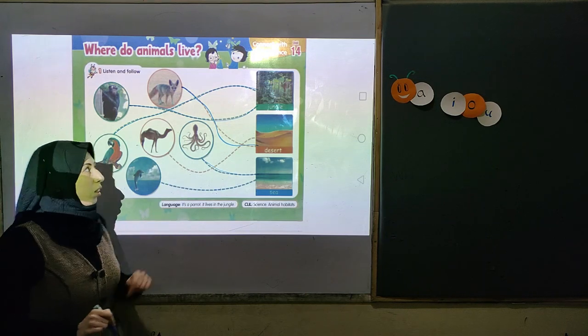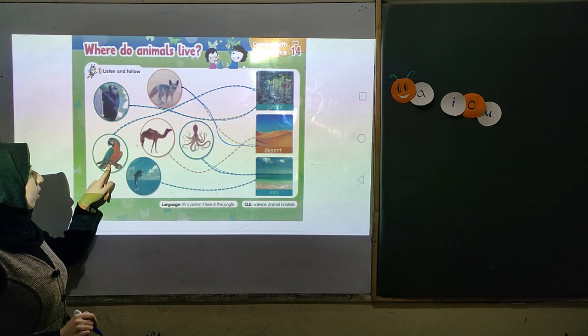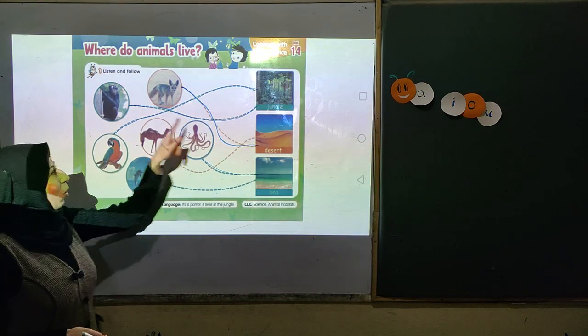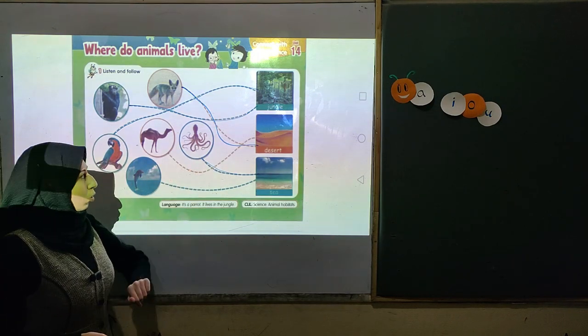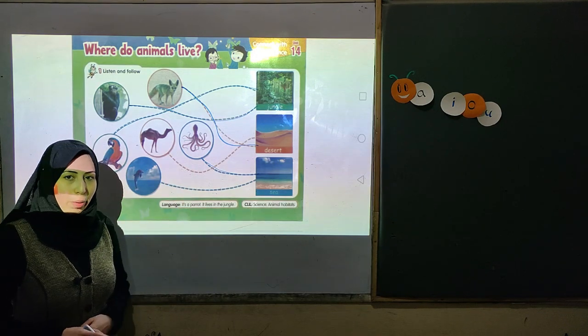يعني ايه؟ يعني المونكي القرد بيعيش في الجنجل اللي هي الغابة. البارت الببغاء بيعيش طبعا برضو في الجنجل في الغابة. بعد كده عندي الأكتوبوس اللي هو الأخطبوط بيعيش in the sea يعني في البحر.